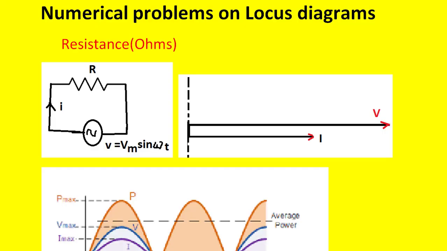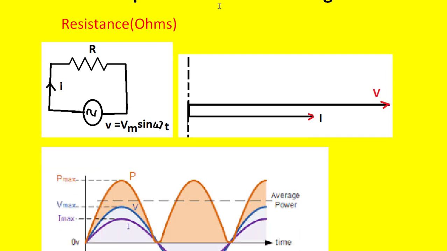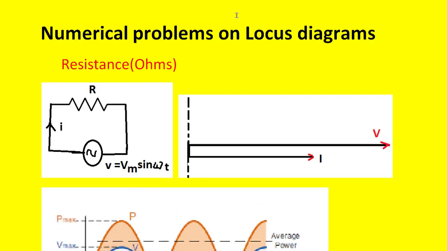Students, today I will discuss the numerical problems on locus diagrams. So to discuss the numerical problems on the locus diagrams, first of all we should know the VI relations in the basic passive elements, that is resistance, inductance and capacitance.